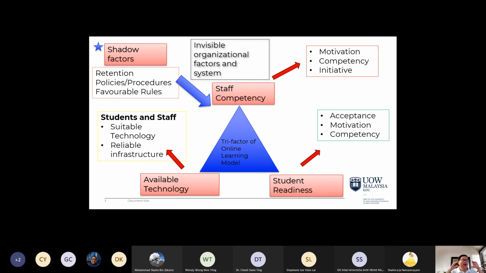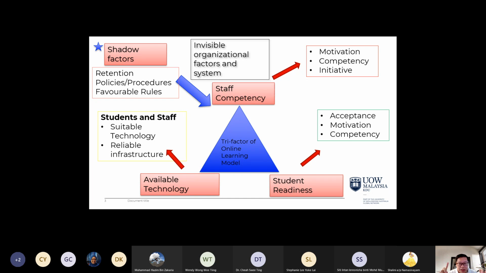So when we talk about staff competency here, it drives quite a lot on the motivation, the level of competency of the individual, and the initiative to want to do this. In the mind of the staff, the goal is to ensure students achieve the learning outcome, the LLO. So how competent is the staff to be able to transform that knowledge that they have to ensure that students absorb?